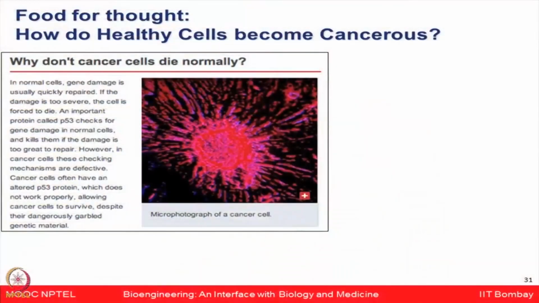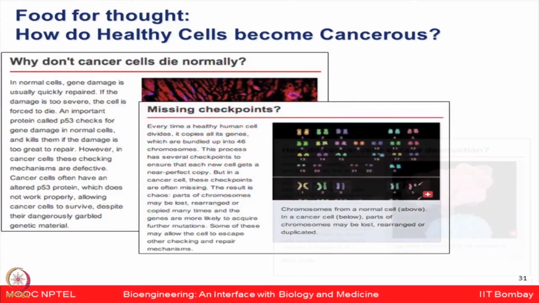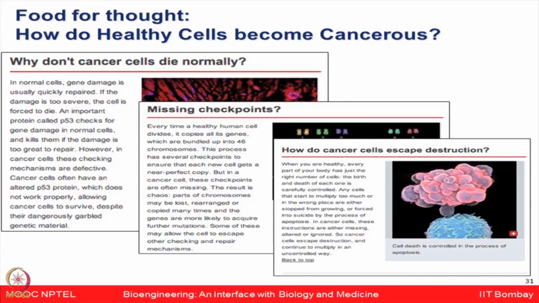Why do cancer cells not die normally? Why can we not control them? What are the missing checkpoints in these cancers, and how do cancer cells escape destruction? All of these are food for thought for you, and I think you have some references to read, but there is still too much research to be done in this area.